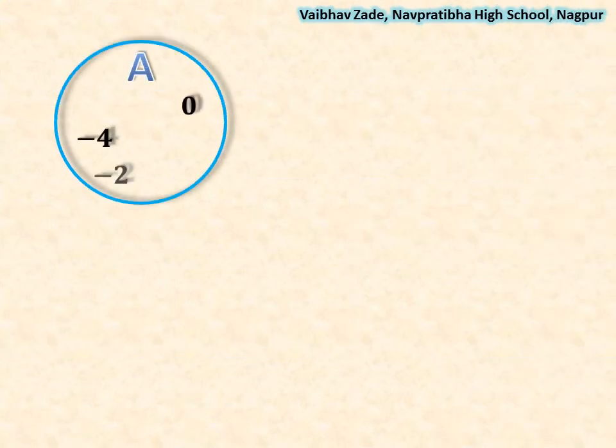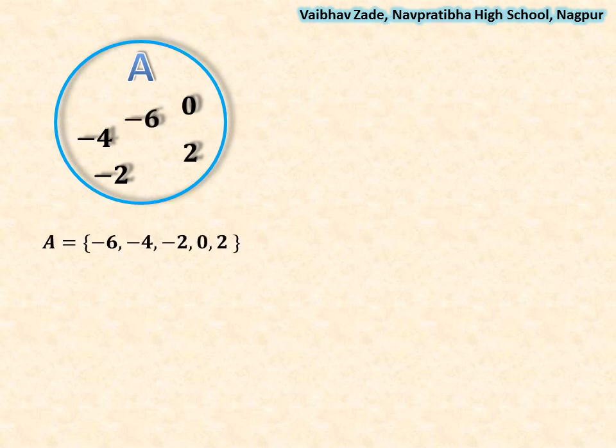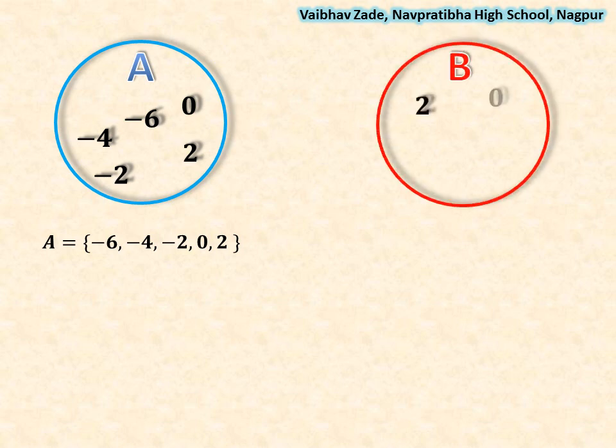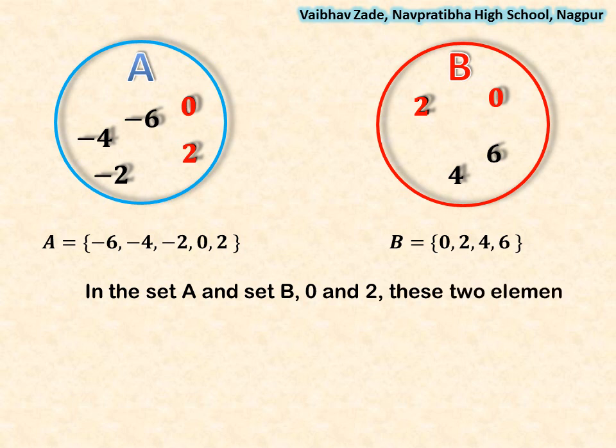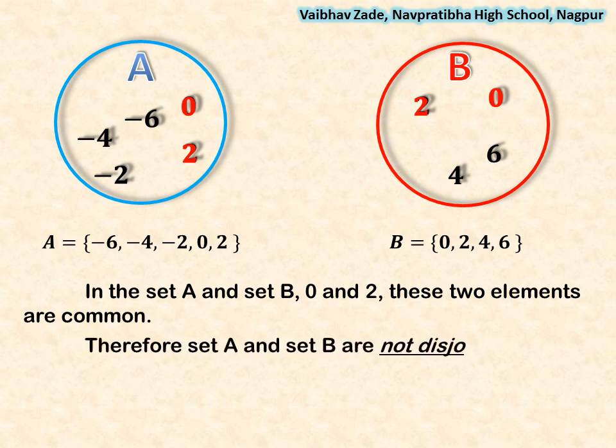Here is another set A, which has the elements minus 6, minus 4, minus 2, 0, 2, and the next set is B, which has the elements 0, 2, 4, 6. If you look at this, what will you find? Two elements are in common. Which ones are they? They are 0 and 2. These two elements are common to both sets A and B. So are these two sets disjoint? No, they are not disjoint because two elements are common.